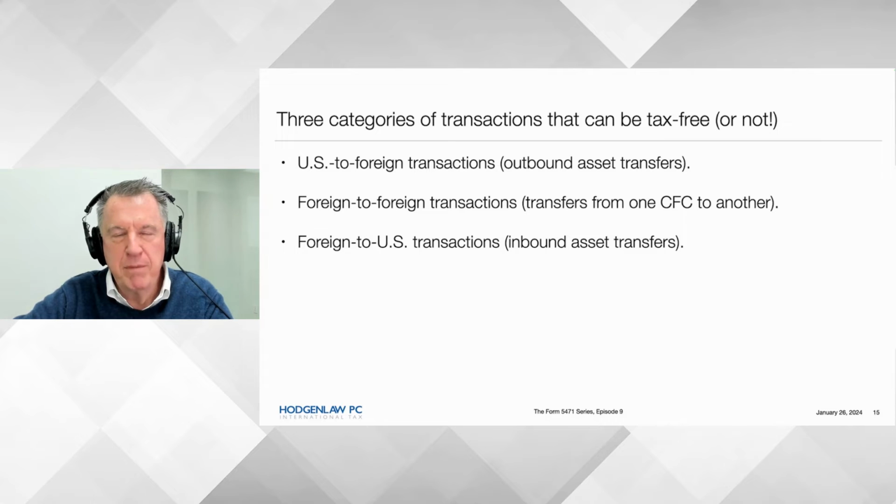Let's say you have a parent company CFC with a couple of subsidiaries. Merge the subsidiaries together. Assets go from one CFC to another. What's the impact on the U.S. shareholder at the top of that little Christmas tree? Third one is foreign to U.S. transactions, inbound asset transfers. So liquidate a CFC into a domestic parent corporation, for example. What happens?